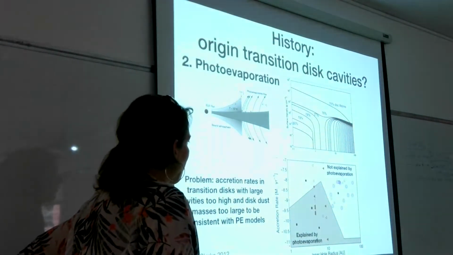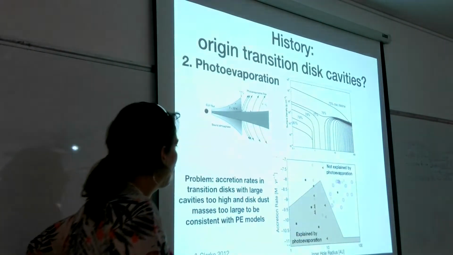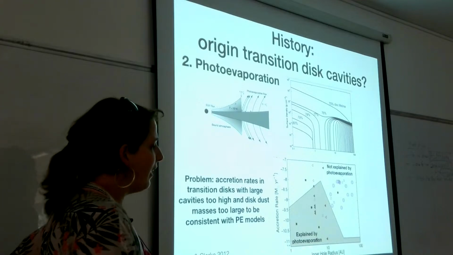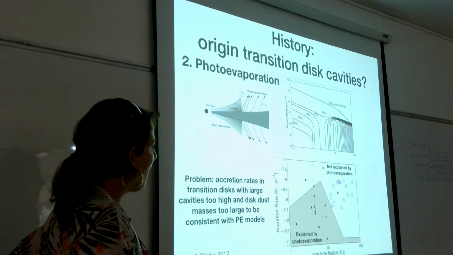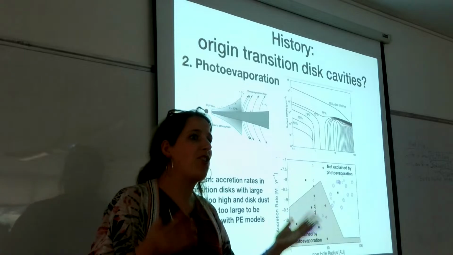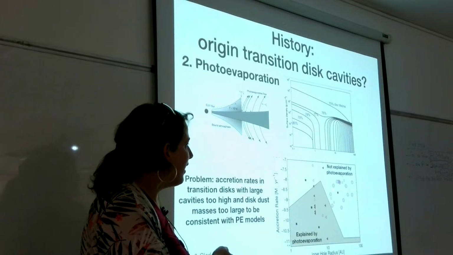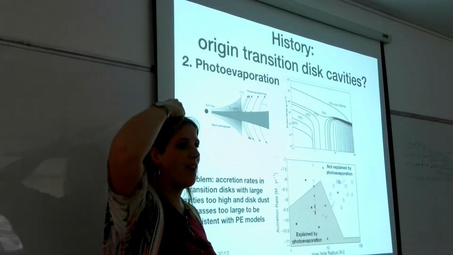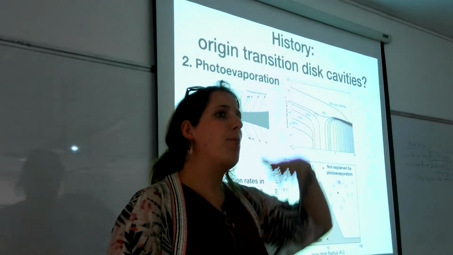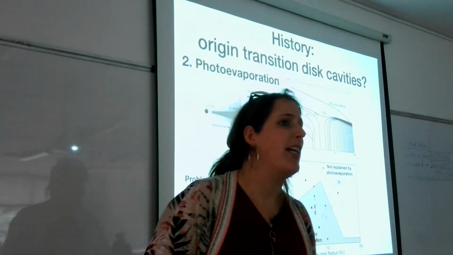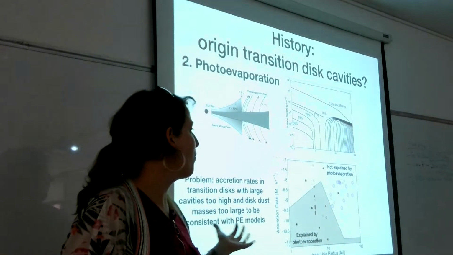We can see that in this plot, and there are multiple versions of this plot with slightly different models. It shows the accretion rate as a function of inner wall radius, inner cavity radius, and only the area in gray contains potential transition disks that can be explained by photoevaporation. As you can see, there are many data points out here, with large cavities and high accretion rates, that are simply inconsistent. There's no way that photoevaporation can have such a high accretion rate and still clear the disk. So again, a large number of transition disks cannot be explained by this scenario.